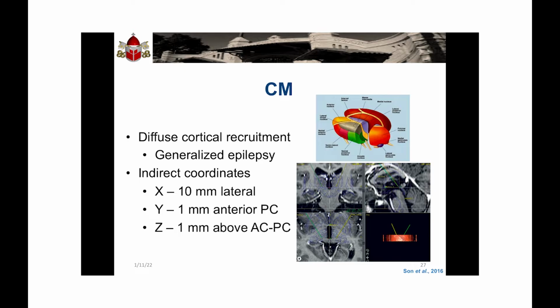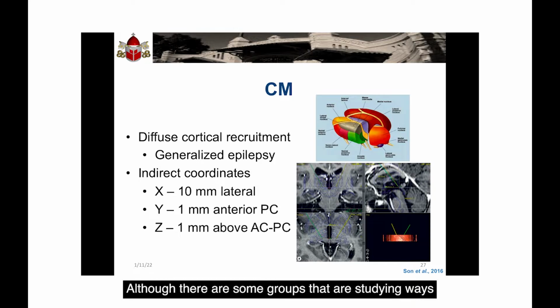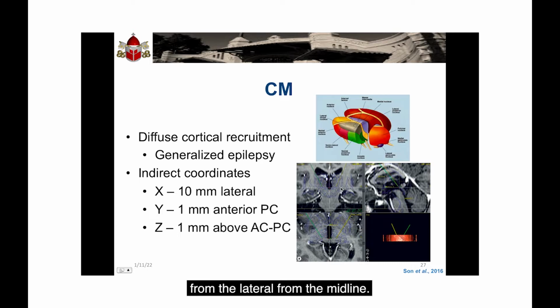Although there are some groups that are studying ways of directly visualizing the CM in the MRI, we still use indirect coordinates to target it. And we generally go 9 to 10 millimeters lateral from the midline, 1 millimeter superior to the ACPC line, and 1 millimeter anterior to the posterior commissure.